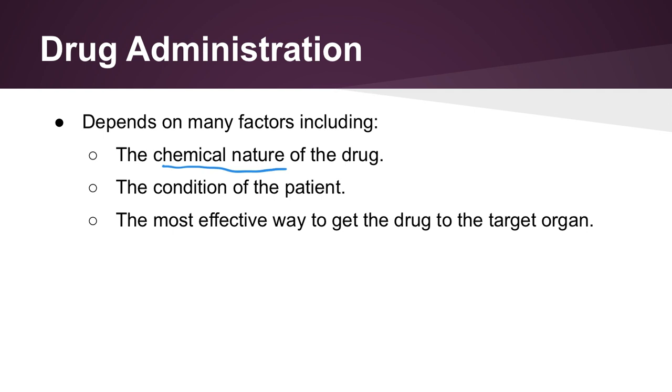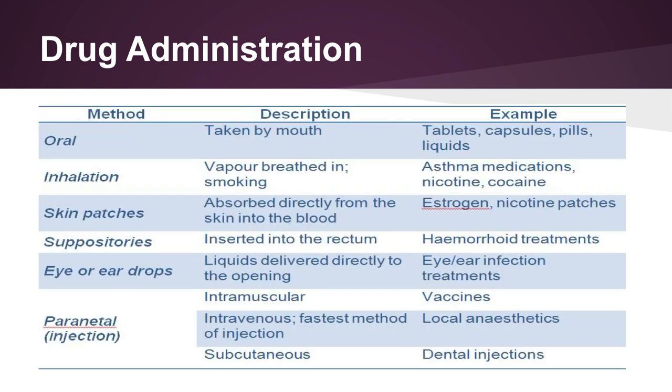It's also going to depend on the condition of the patient. So you can't have a patient swallow a pill if they are unconscious. So you have to consider those factors as well. And then finally, what's the most effective way to get the drug to the target organ? Taking something orally may not necessarily be the most effective way. So looking at some of the different ways, here are all of the different ways you can take a drug.